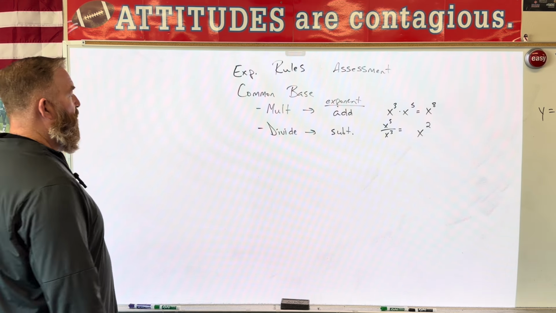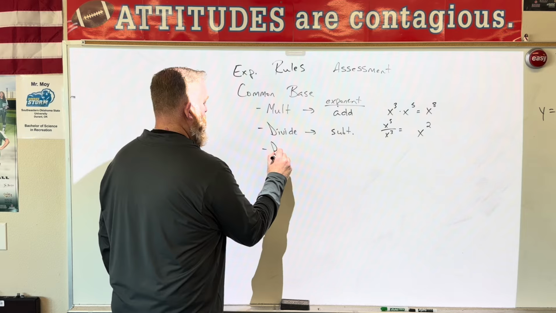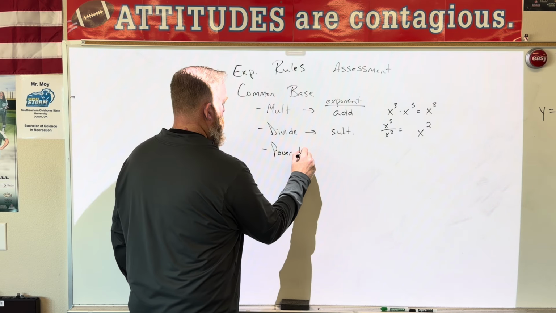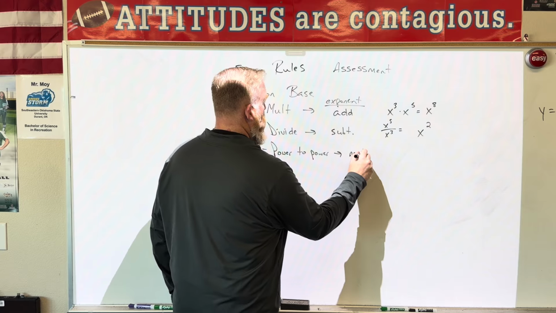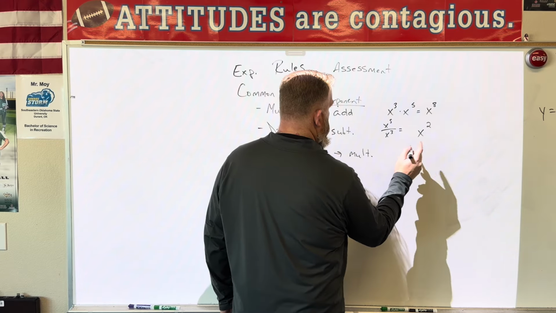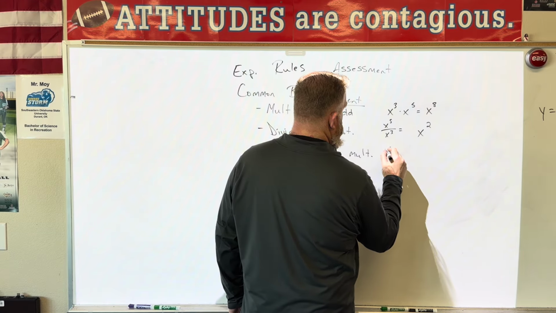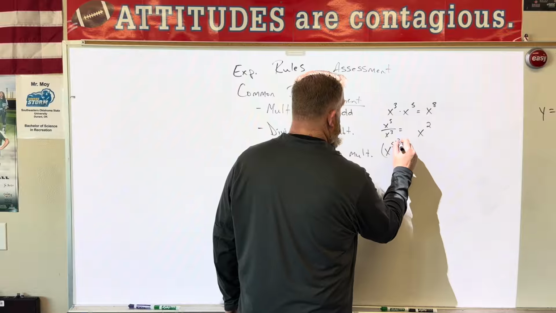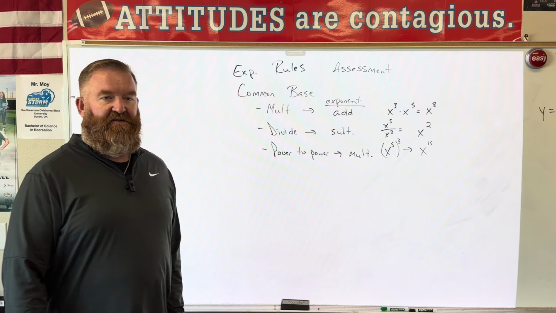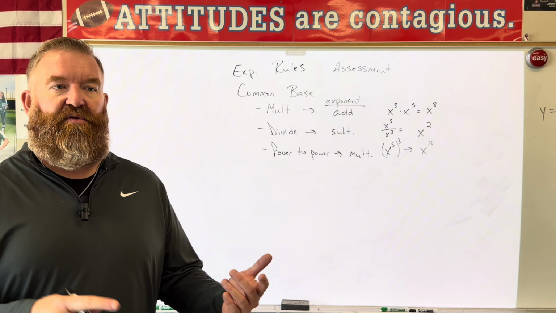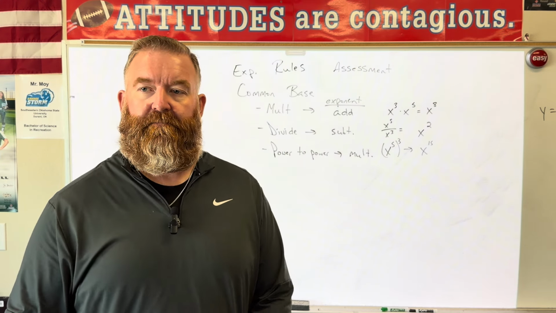Cool. All right, what if you have a power to a power? That's right. That's where you multiply. We're going to multiply those. So that's going to be x to the fifth times x to the third power. That would be x to the 15th power. That's where you would multiply those. Okay, when you have that parentheses, you're going to distribute it.